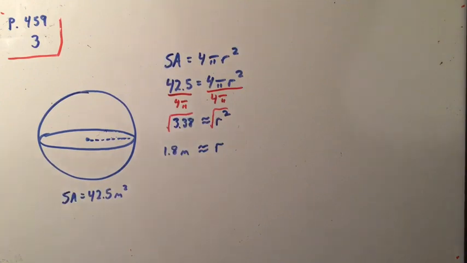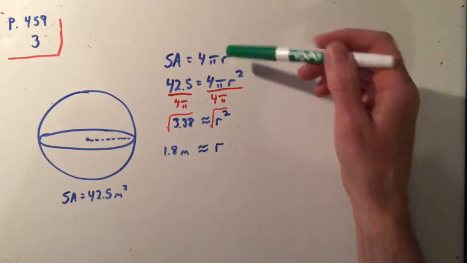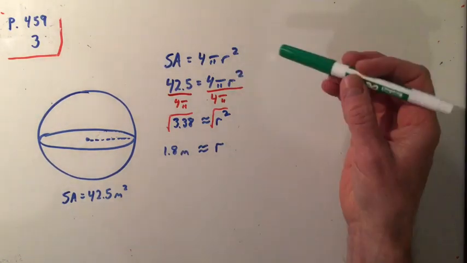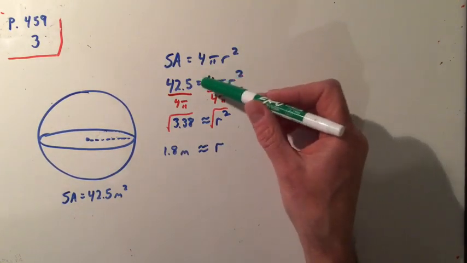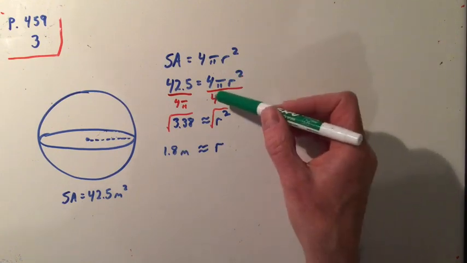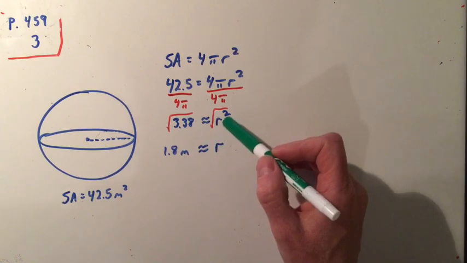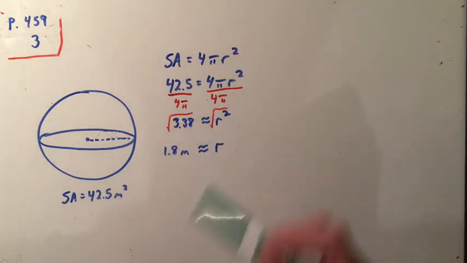In number 3, this time they're giving us the surface area, and they're asking us to find the radius. And again, that's one of the things that makes a sphere great. There are only 2 variables in this equation, surface area and radius. So if they give us the surface area, all we have to use is our inverse operations to solve it. So how do I cancel out this 4 pi that's being multiplied? We divide both sides by 4 pi. I get 3.38. How do I cancel out the squared? I square root both sides, and I get the radius to be 1.8 meters.